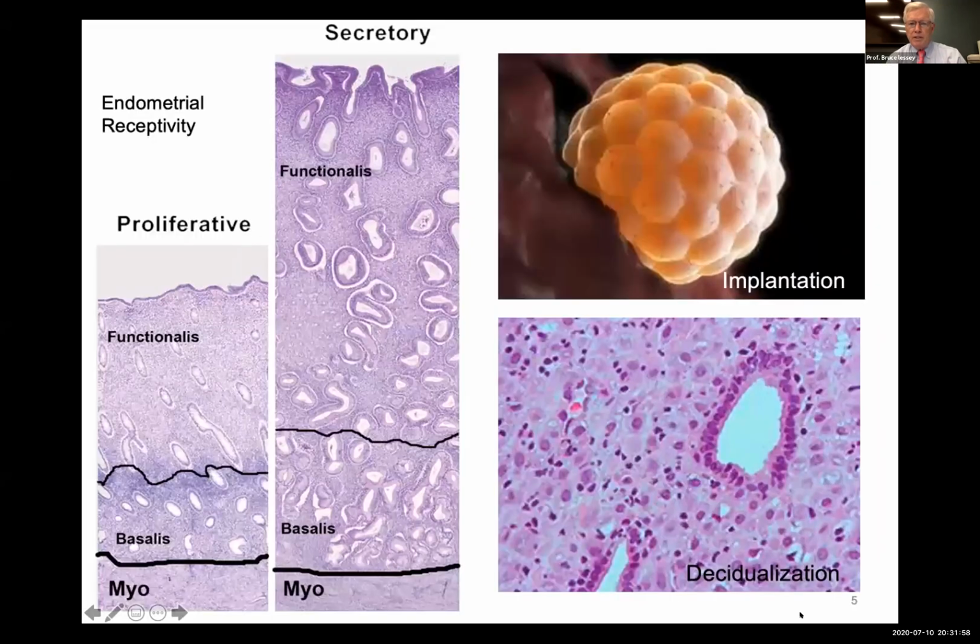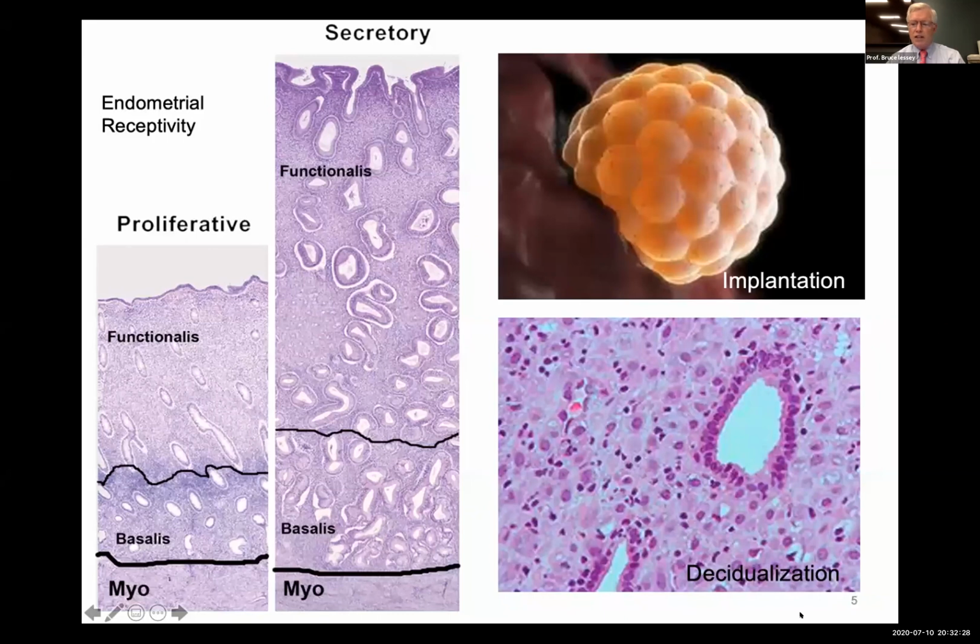So the endometrium, as you all know, is a dynamic tissue that is hormone responsive. It starts after menses as a low, thin lining, and under the influence of estrogen grows up till ovulation, when progesterone transforms this endometrium into a secretory structure. The endometrium has to go through these changes in response to progesterone to become receptive.